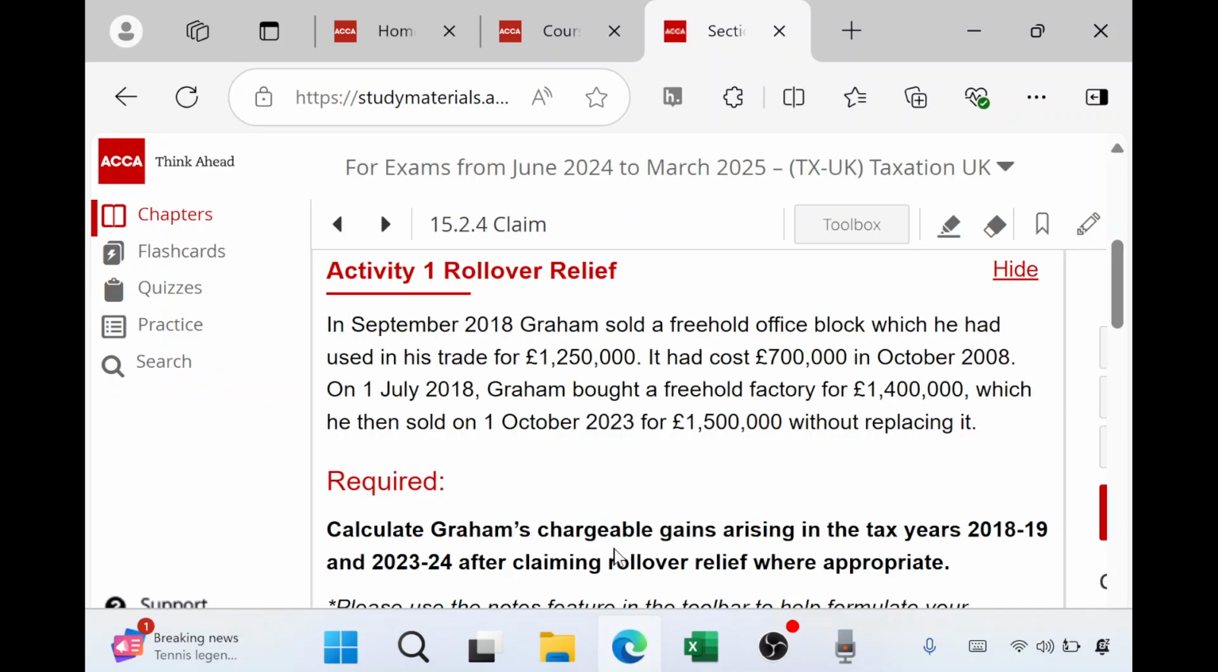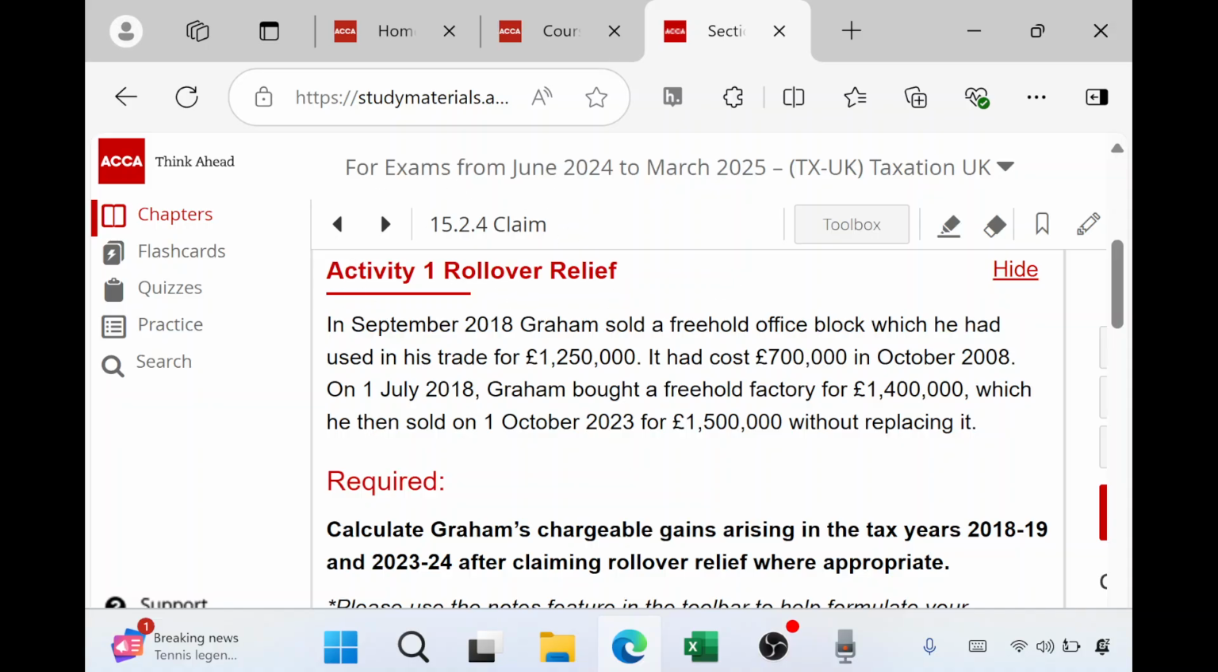So we move into activity 1 in chapter 15, rollover relief. Remember what I've said about reliefs under this CGT banner. Extremely important for your success. Why? Because the examiner knows that students don't like relief. Yeah, let's roll out the conditions. This introductory question is reasonably straightforward.